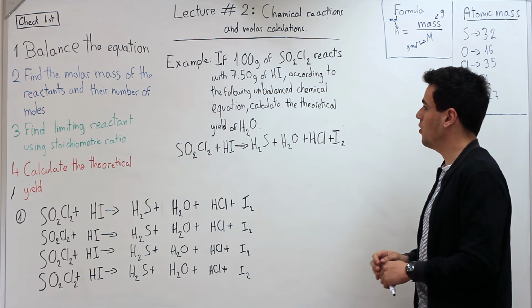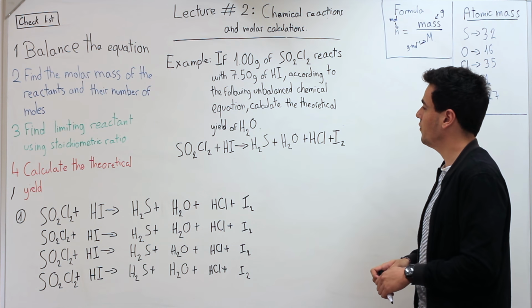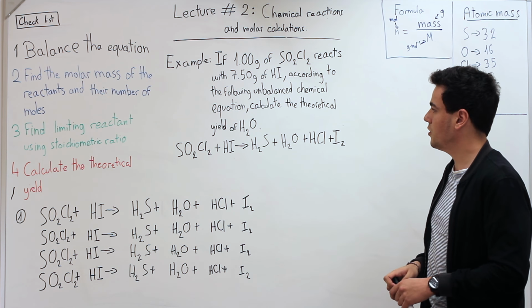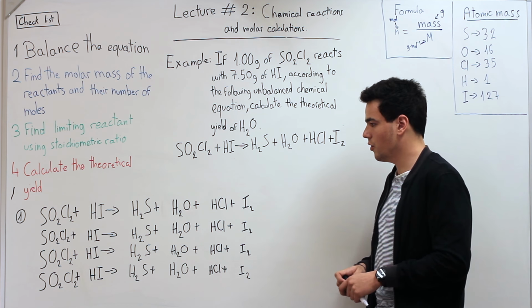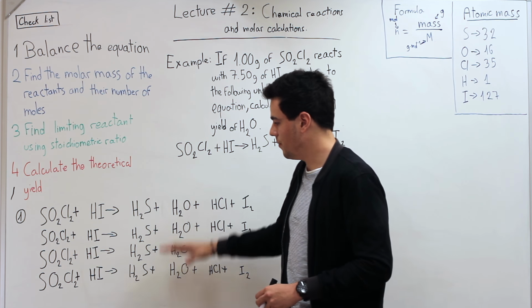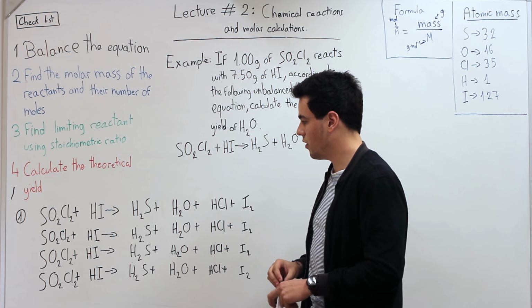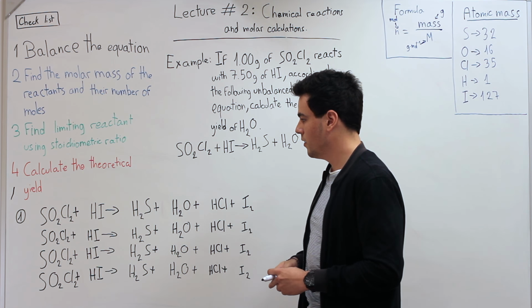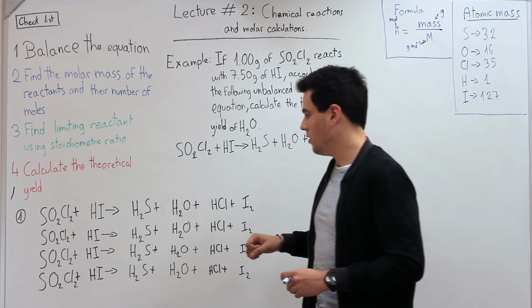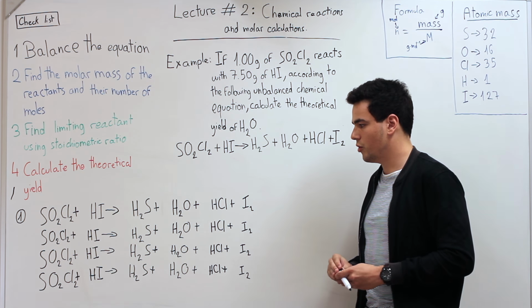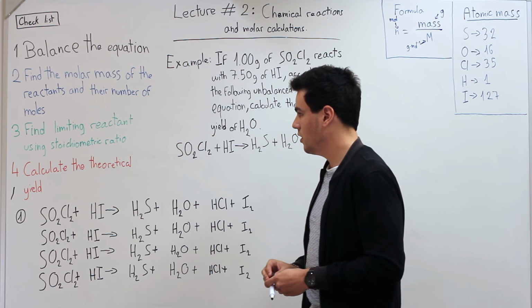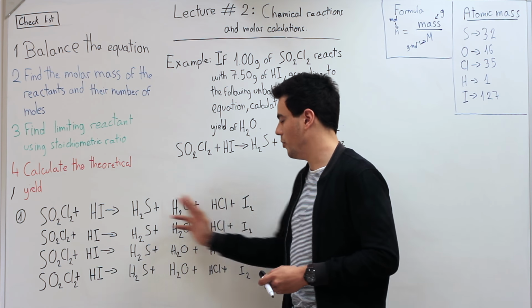If we had 1 gram of sulfuryl chloride reacting with 7.5 grams of hydrogen iodide, according to the following unbalanced chemical equation, which is this one, calculate the theoretical yield of water. I already wrote the equation several times so that I can write the stoichiometric numbers as we go. First I rewrote the original one, and we're going to go through it atom by atom, first starting with hydrogen, as it is the most abundant one in the equation.